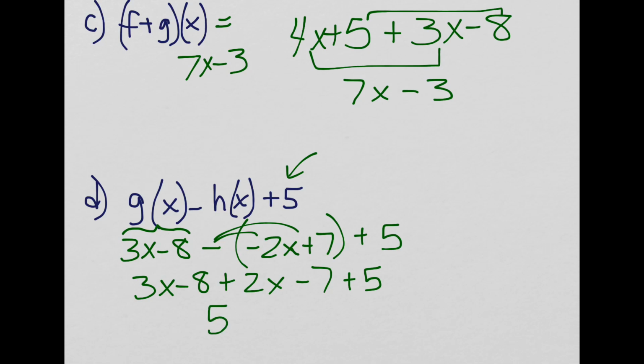3x plus 2x is 5x, negative 8 and negative 7 is negative 15, plus 5, well, those combine to be negative 10. So this whole thing turns out to just equal 5x minus 10.